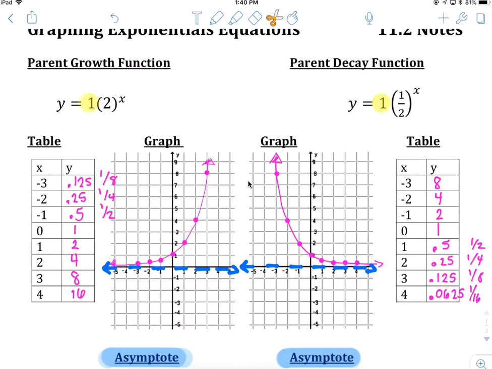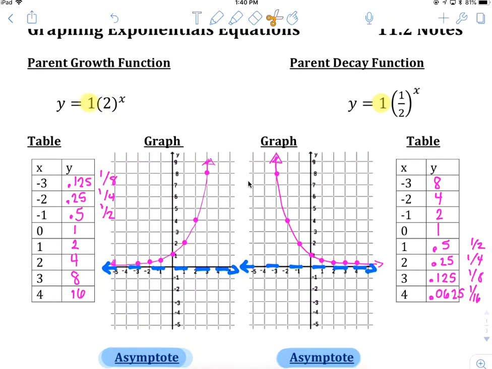Basically, we're going to go over parent functions again. The first one's going to start at 1 and multiply by 2. The second one is a decay, so it's going to start at 1 and then cut in half. You should notice that these are the exact same numbers. They're just backwards. So 1 is growing by doubling every time. 1 is decaying by cutting in half every time. We know those are opposites.